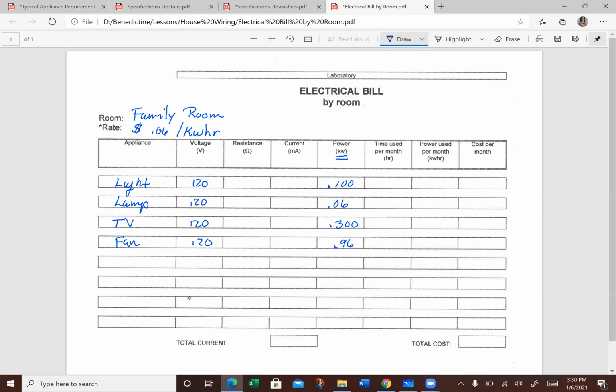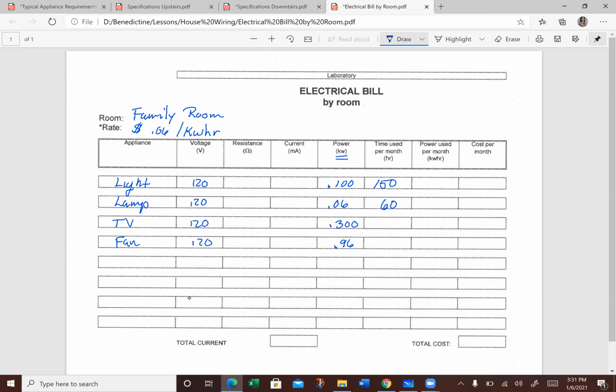So I go back over here, and in terms of lamps and lights, if this is my family room, more than likely we're in there for hours a day watching TV. So I'm going to say that I might use that light for about 5 hours a day times 30 days a month, which is going to give me 150 hours in a month. The lamp, though, I probably won't have turned on very often, maybe 2 hours a day. So 2 hours a day times 30 days would give me 60 hours a month.